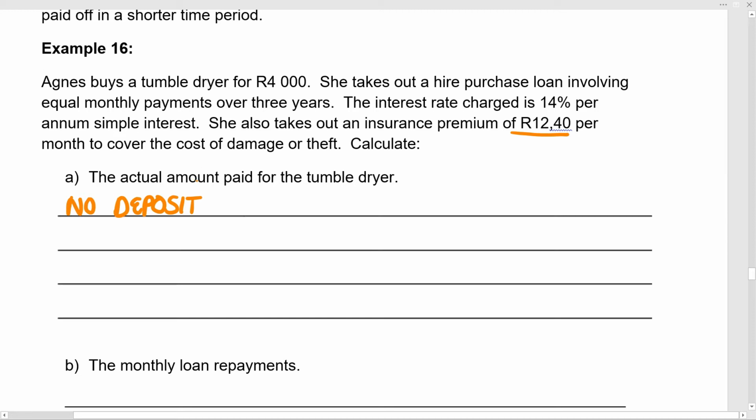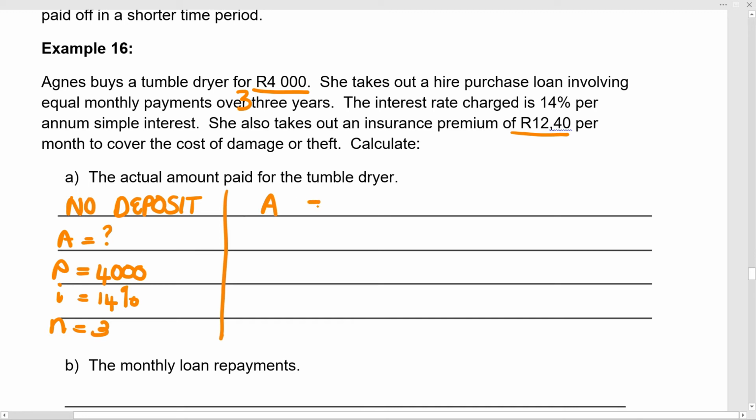Okay, so she's going to pay interest on the whole amount of 4,000. Okay, so my A value is what I don't know. My P value, so the P value is now the amount being borrowed, okay, not being invested. That is the whole 4,000 Rand, 3 years, and my interest rate is 14%. My N is 3, and then at the end of it, we're going to have to work out what's happening with this insurance. But what they want here is the actual amount paid for the tumble dryer. Okay, so let's put that into the simple interest calculation.